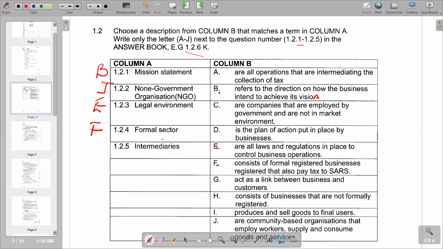Then 1.2.5, intermediaries act as a link between the business and its customers. So on intermediaries, we check again in the matrix. We've got G. It is the link between business and customer. So we have G as our correct response. And this marks the end of our Section A.